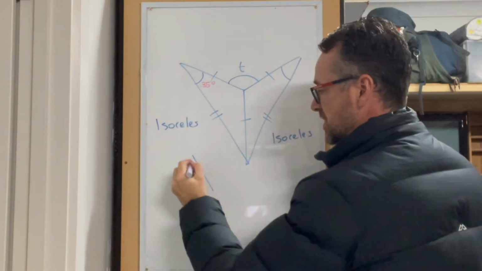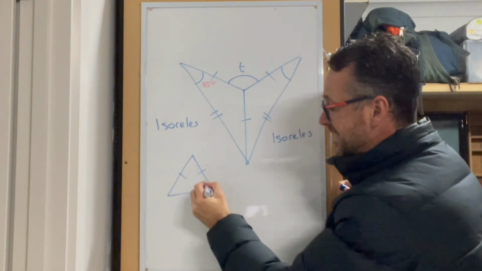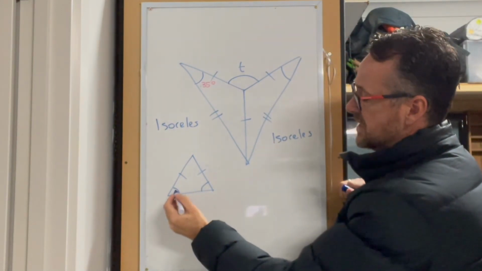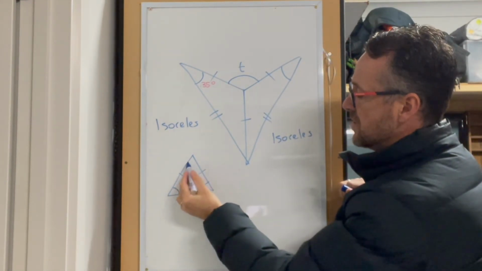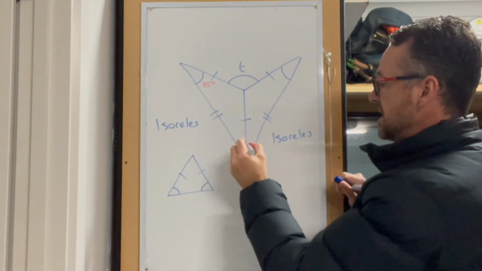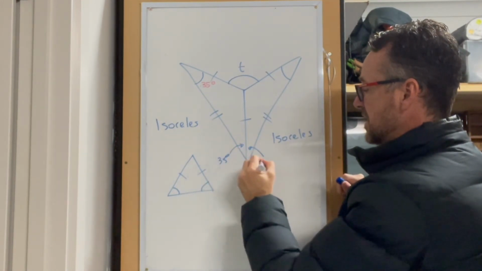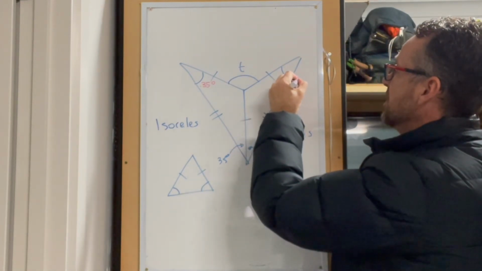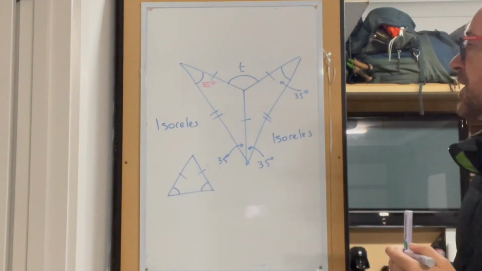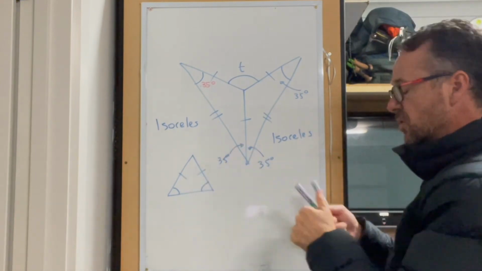And what we know with isosceles triangles is this, that these sides are the same length and that these angles are equal to one another as well. So what it tells us is that if those sides are the same and those angles are the same, then that 35 here is also a 35 in here. And it's also a 35 in here. And a 35 in here. Like that.